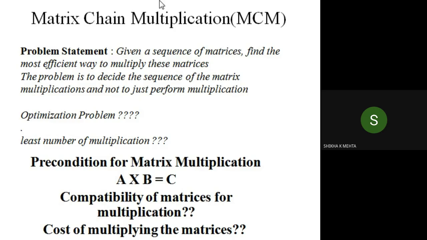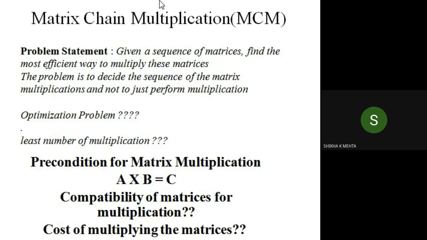No, the cost of multiplications varies with the parenthesis. Parenthesis means which one we are going to multiply first. If something is in the parenthesis, that is evaluated first, and the outside one is evaluated later. So we are going to understand the concept of parenthesis: which two matrices should be parenthesized first so that we are able to reduce the cost of multiplication.